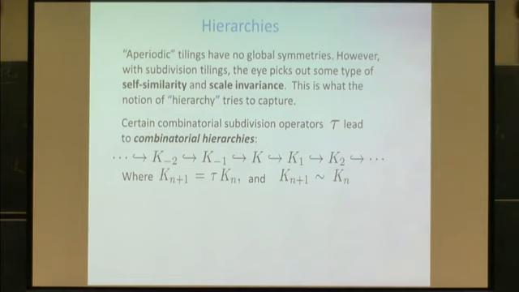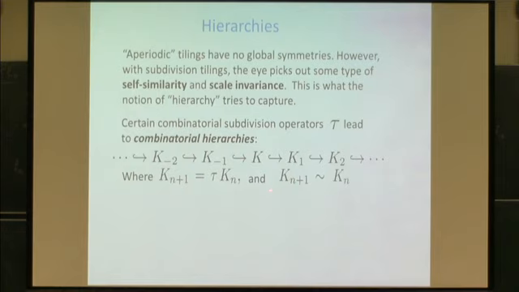So certain subdivision operators lead to combinatorial hierarchies. This is purely in the combinatorics, where you have a double infinite chain of complexes, each one a planar polygonal complex, with the property that each one is the subdivision combinatorially of the previous one. And moreover, each one is locally isomorphic to every other one. So this hierarchy is what we want to look at.